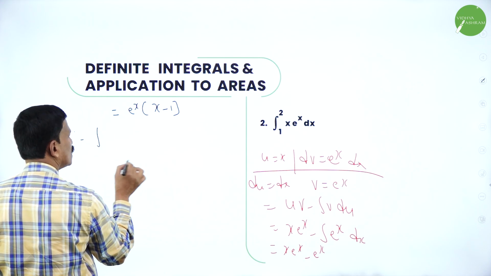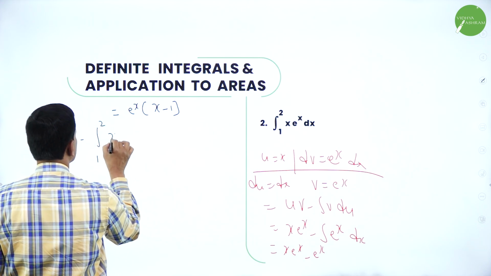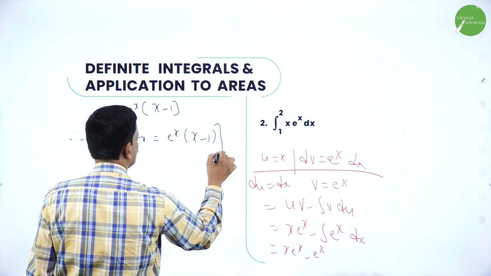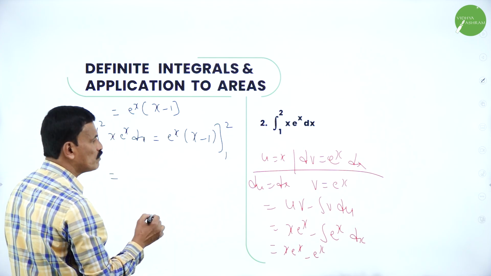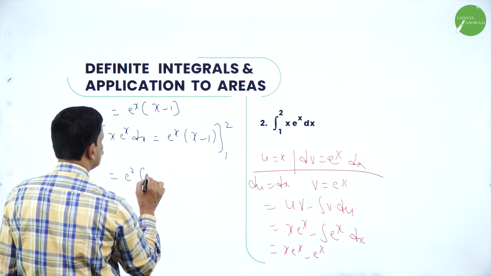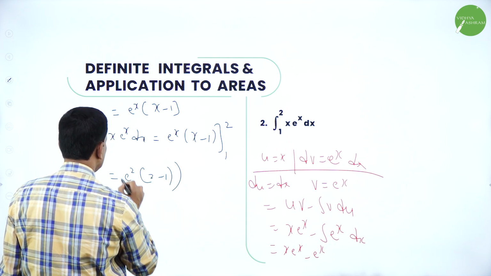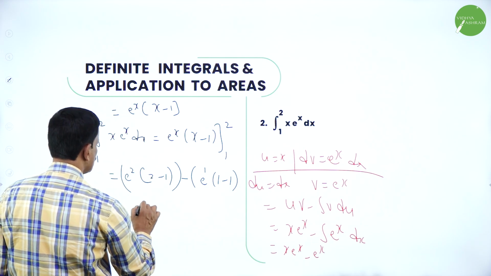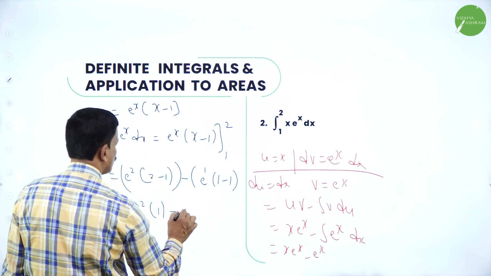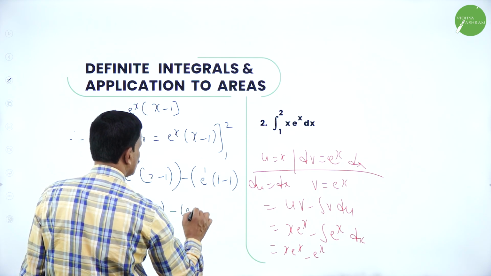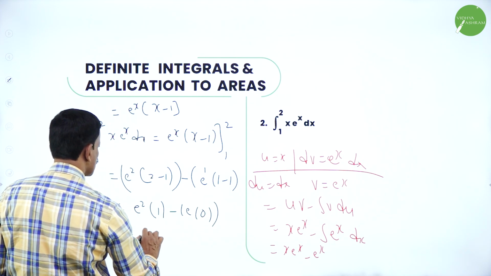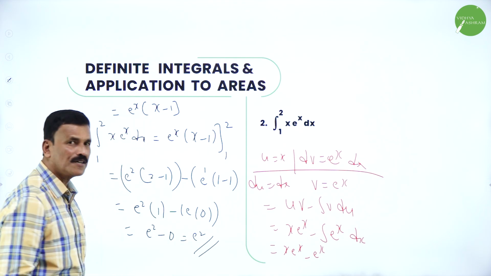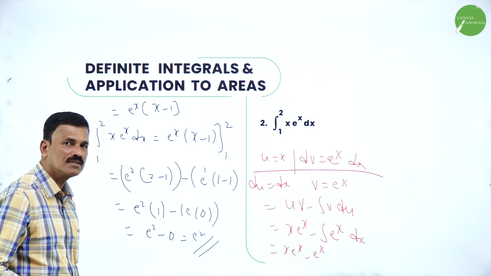Therefore integral 1 to 2 of x e power x dx is equal to e to the power of x into (x minus 1) between the limits 1 to 2. Now just apply the upper limit: e to the power of 2 into (2 minus 1), minus lower limit, e to the power of 1 into (1 minus 1). So this is e square into (2 minus 1) is 1, minus e to the power of 1, which is e, into (1 minus 1) is 0. So this is e square into 1 is e square, minus 0, that's equal to e square. So the integrated answer for this is e square. That's it. Okay, move on to the next problem.